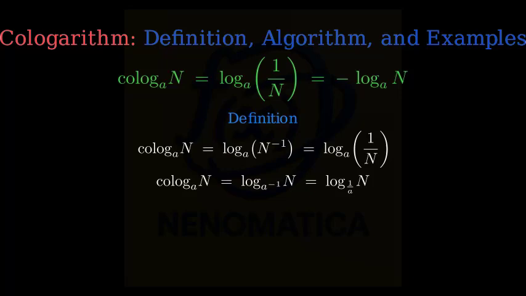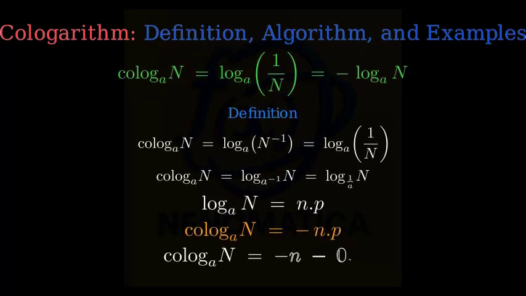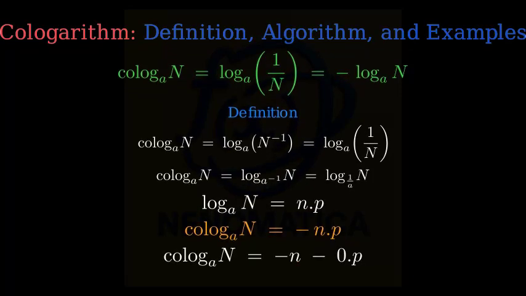We write the logarithm as a characteristic plus a mantissa. Suppose log base 10 of n equals n dot p, where n is the characteristic and p is the mantissa. By the definition, the cologarithm is negative log, so negative n dot p. Split it as negative n minus 0 dot p.